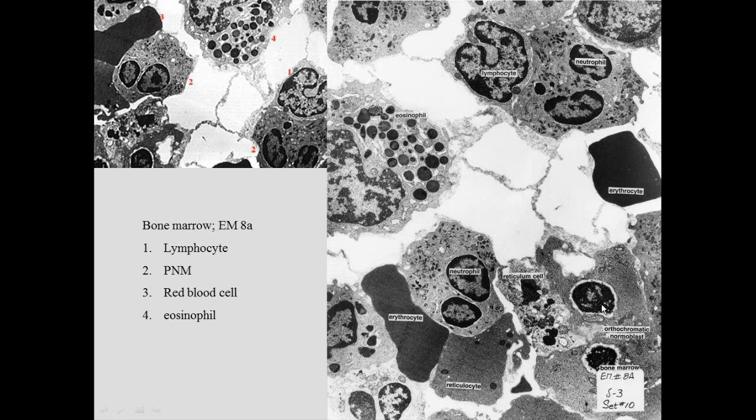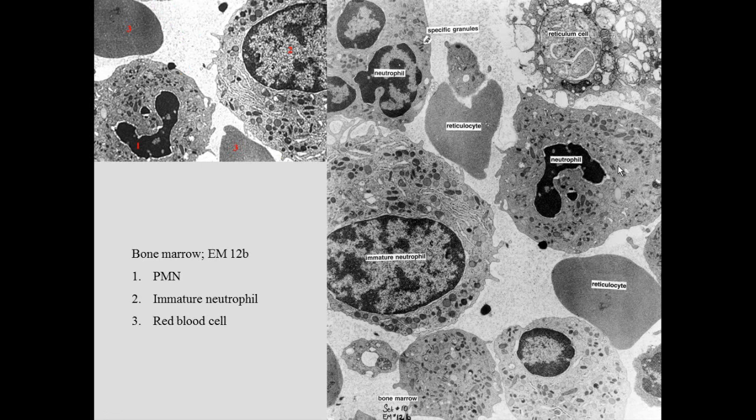Orthochromatic normoblast is the youngest one that we see. Reticulocyte is what's released from the bone marrow as red blood cells, and then finally they become erythrocytes as they go through the spleen and removes ribosomes and mitochondria that's located in through there, and then finally we have a mature red blood cell right there.